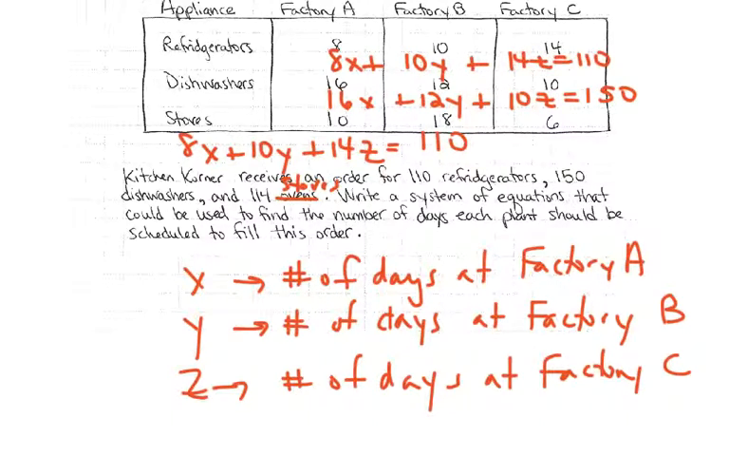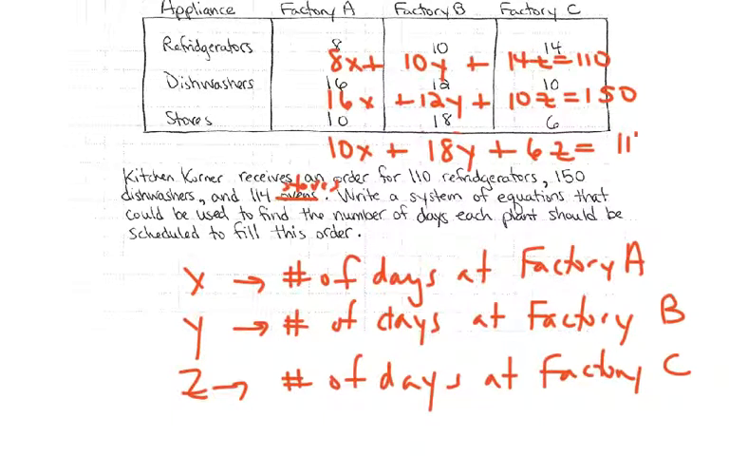So I'm going to move it so I can write the last equation underneath here. The last equation is going to be 10x + 18y + 6z = 114. And that would be the system of equations that we could use to find the number of days. Now, if I wanted to find the number of days, it would be a 3x4 matrix, and you can plug it into your graphing calculator to find the solution.